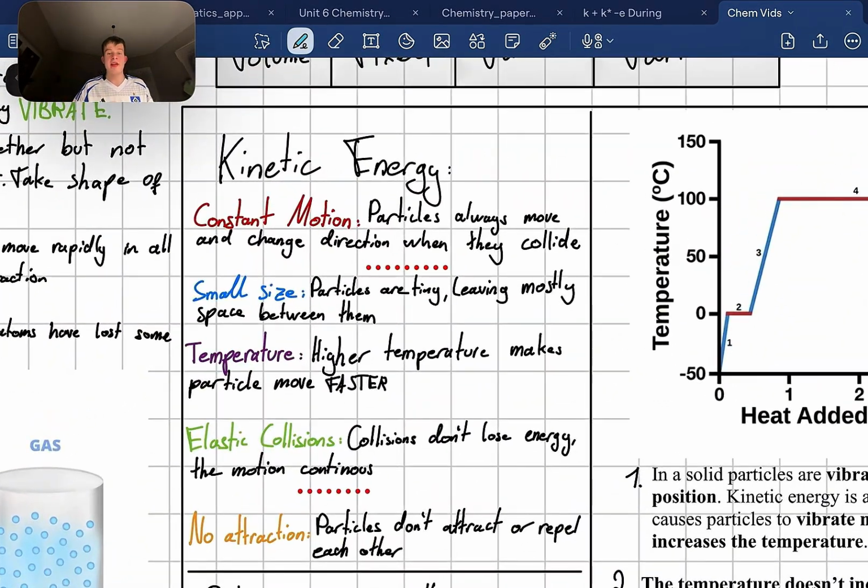The five assumptions of kinetic theory are constant motion, small size, temperature, elastic collisions, and no attractions. With constant motion, we mean that the particles are always moving and they change direction when they collide. With small size, we're talking about the particles being tiny, which leaves mostly space between them. For temperature, the higher the temperature, the faster the particles move and the faster they collide. Elastic collisions means that during collisions, they don't lose energy, and the motion continues. And lastly, with no attraction, the particles do not attract or repel each other.